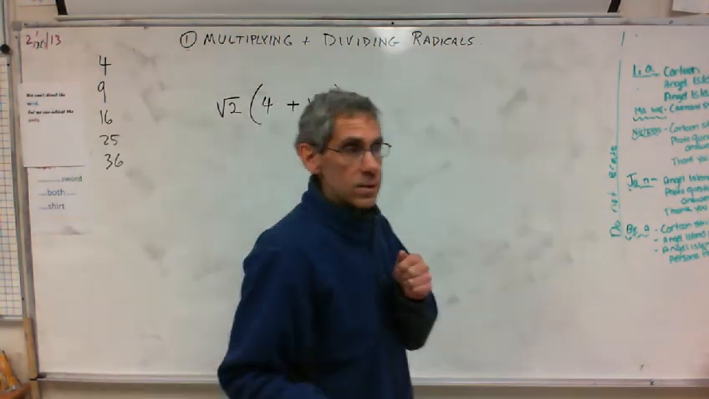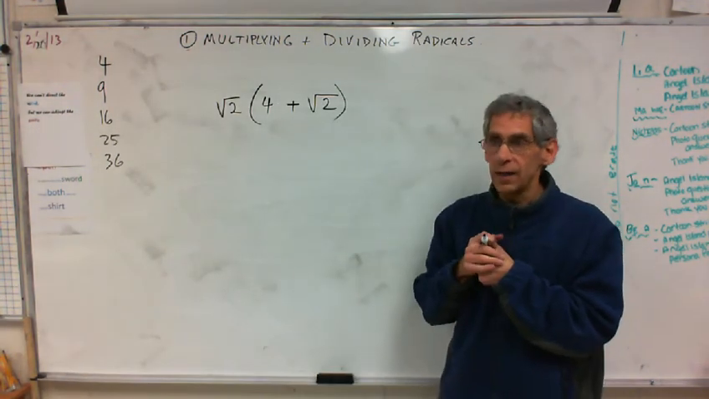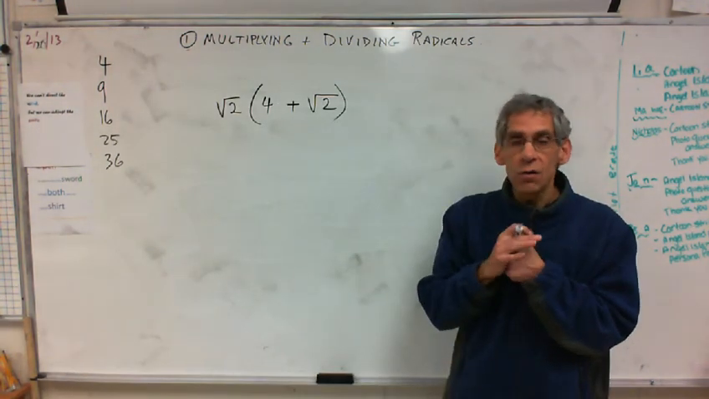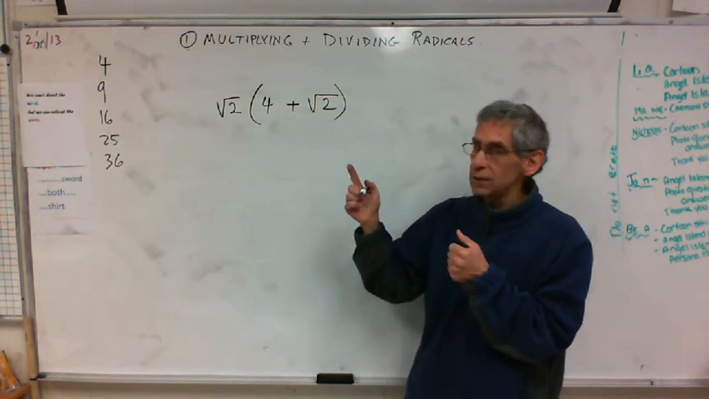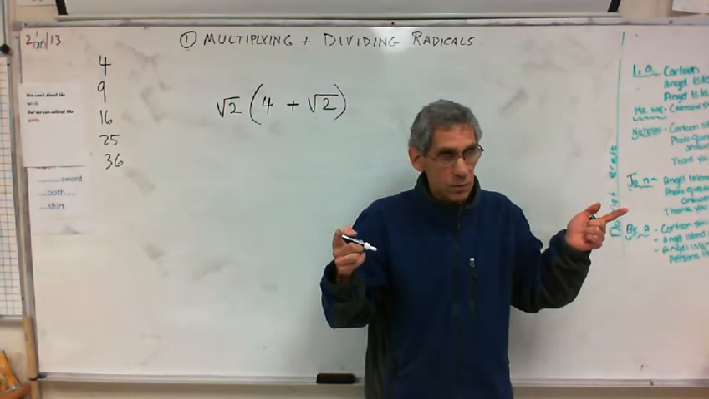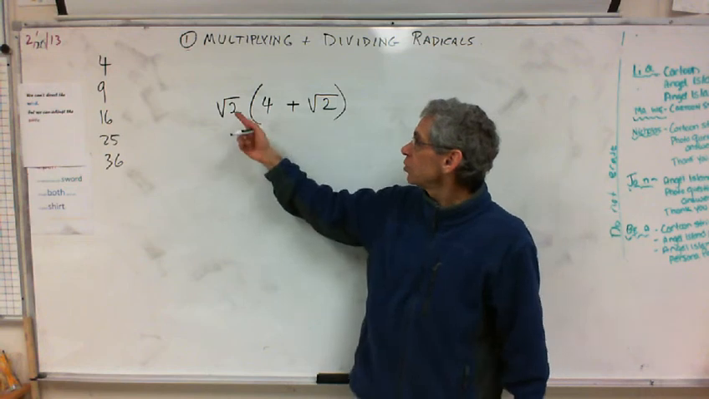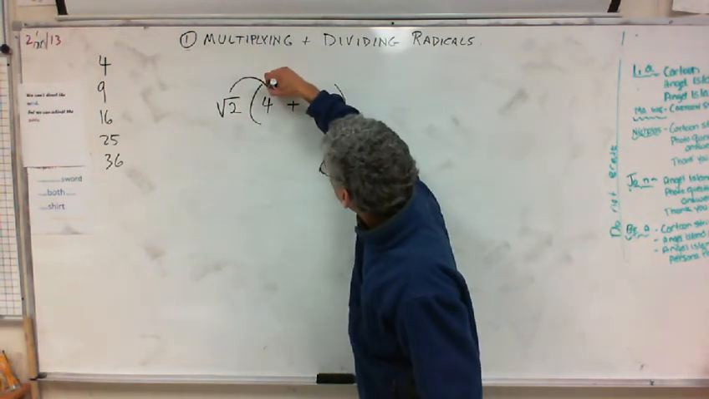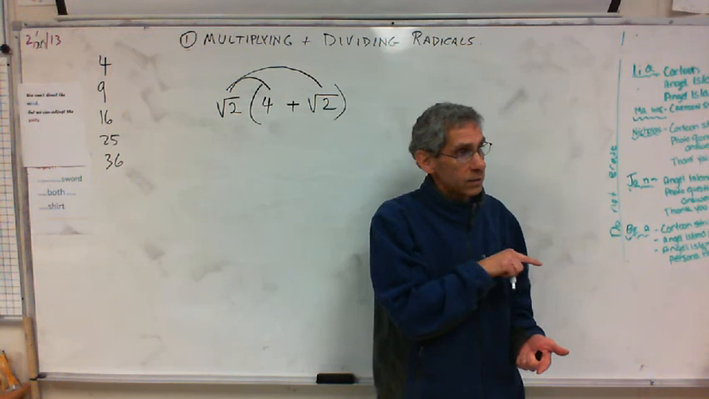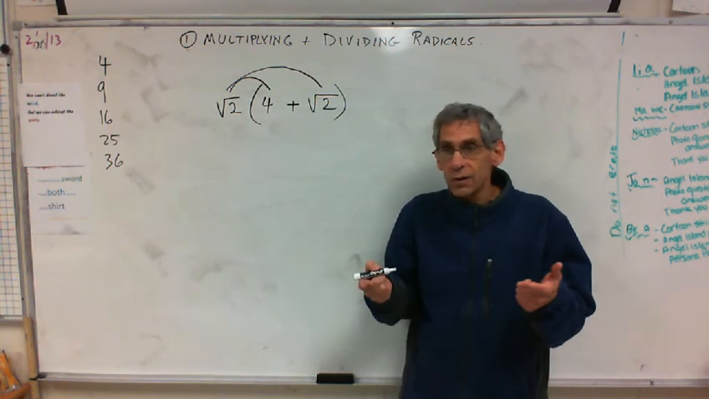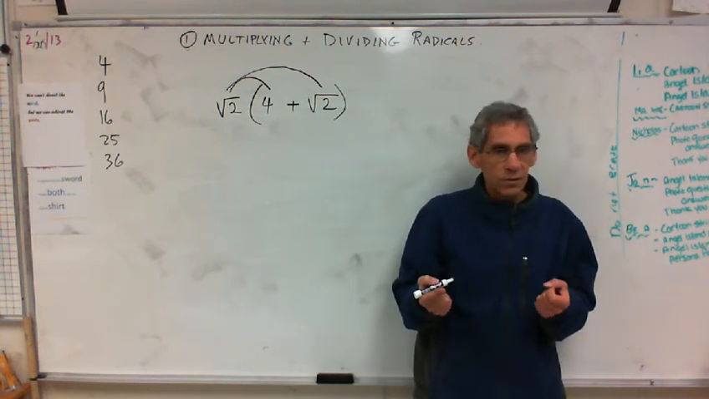All right. This is a distributive property one, right? But you guys know how to do this. All it involves is using what you already know. You're just going to distribute this to this and this to this, and you're going to multiply. So it's something you already know how to do. So somebody who hasn't said anything yet.